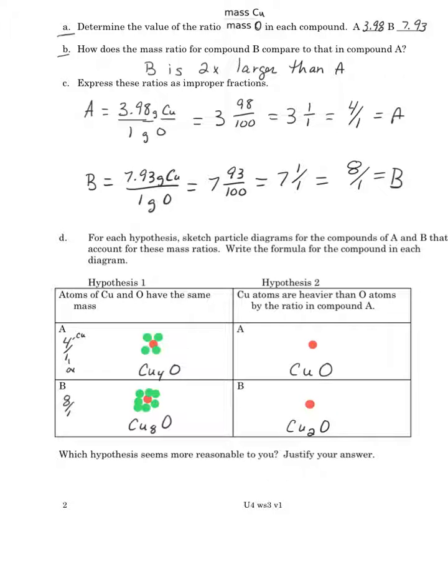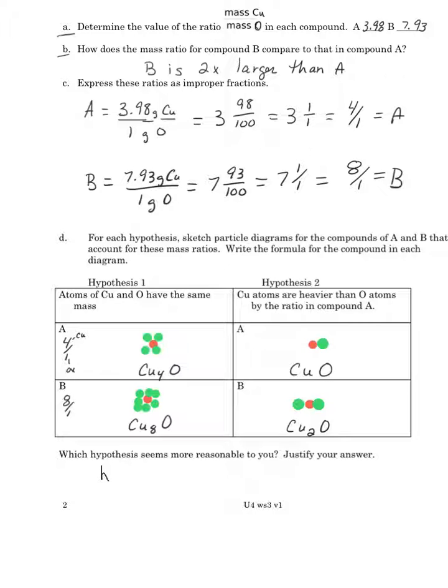Now, with this hypothesis, I'm supposing that copper weighs more than oxygen, so I'm going to use a larger size. For this one here, it would look something like that. The next question says, which hypothesis seems more reasonable to you? Justify your answer. Well, there are quite a few reasons why hypothesis 2 makes more sense.